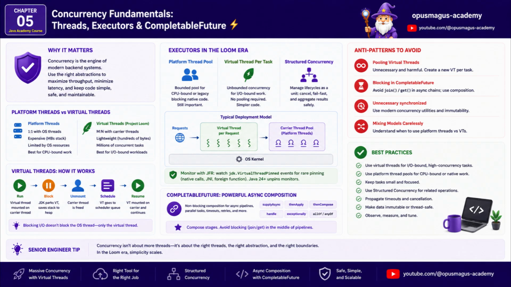Good Java concurrency design is deliberate. It keeps code readable, protects shared state, limits pressure on downstream systems, propagates cancellation, exposes useful metrics, and remains debuggable in production. Modern Java gives us better tools than before, but the engineering responsibility is the same. Choose the simplest model that gives the system the throughput, safety, and clarity it actually needs.